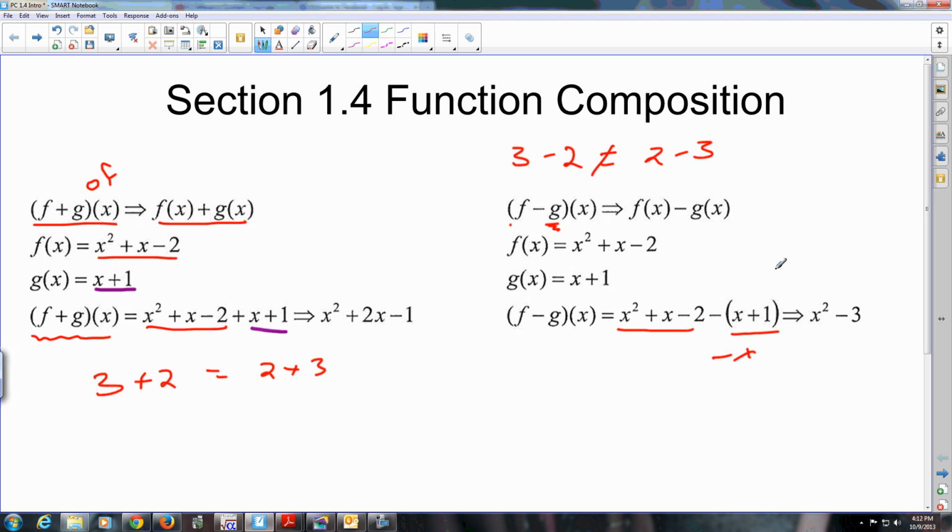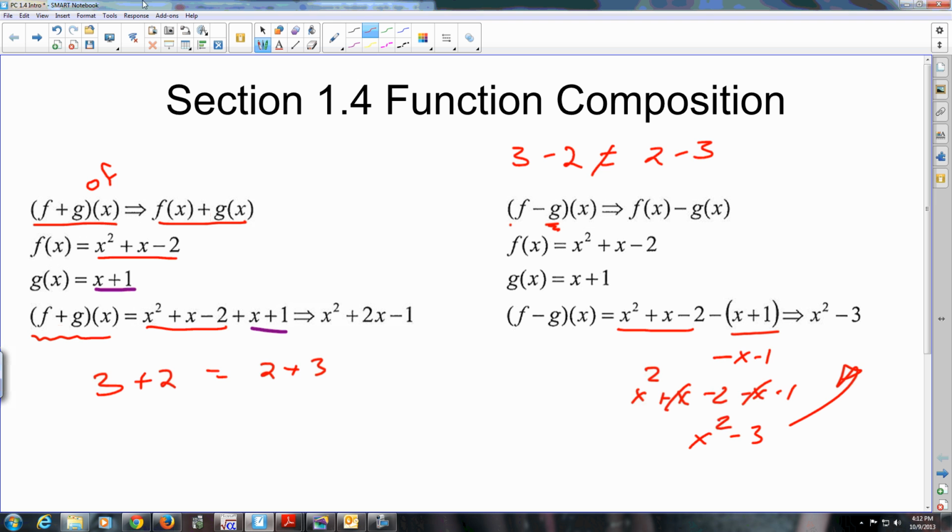Whoa, my handwriting got really poor there for a second. Worse than usual. Sorry about that. So subtract x minus 1. And now you're collecting like terms. So it's going to be x squared plus x minus 2 minus x minus 1. X is canceling out, so it's x squared minus 3, just like I've got there.